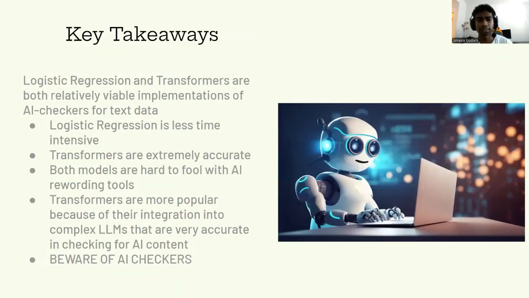So for some key takeaways, both logistic regression and transformers are pretty viable as AI checkers. Logistic regression was less time intensive, but transformers were really accurate. Both models seem really hard to fool, and transformers seem more popular in implementations of LLMs today. And yeah, I guess the key takeaway is beware of AI checkers. I know this doesn't apply to any of us, of course, but yeah, they seem pretty good to me.